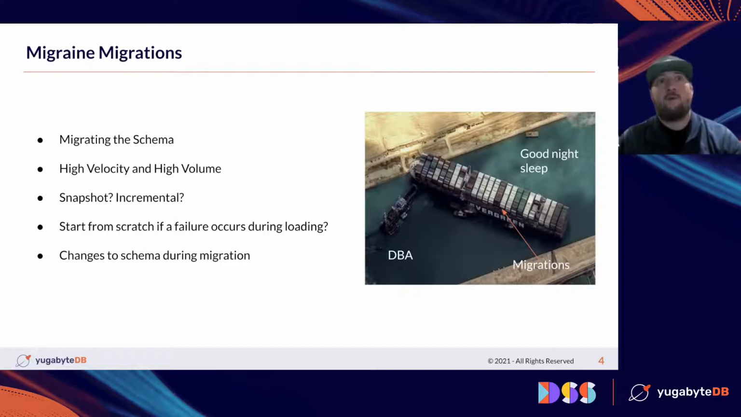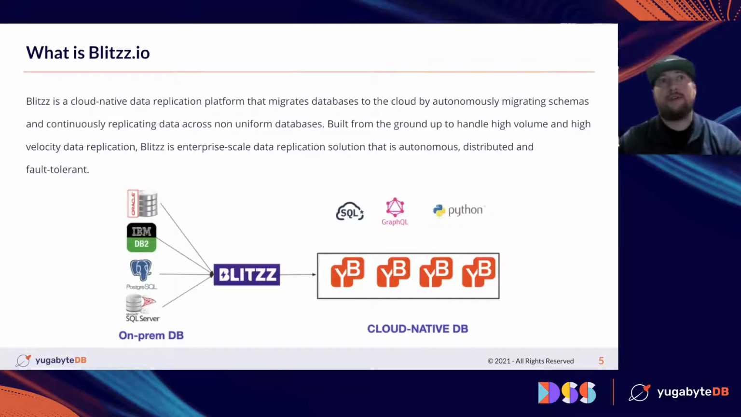Which is why at Yugabyte, we created a fantastic partnership with Blitz.io in order to take care of all of these challenges. So what is Blitz? Blitz is a cloud-native data replication platform that migrates data from one database to another by autonomously migrating schemas and continuously replicating data across non-uniform databases. It was built from scratch to handle those high volume and high velocity use cases, and Blitz is 100% autonomous, distributed, and fault tolerant, allowing for simple and streamlined migrations.